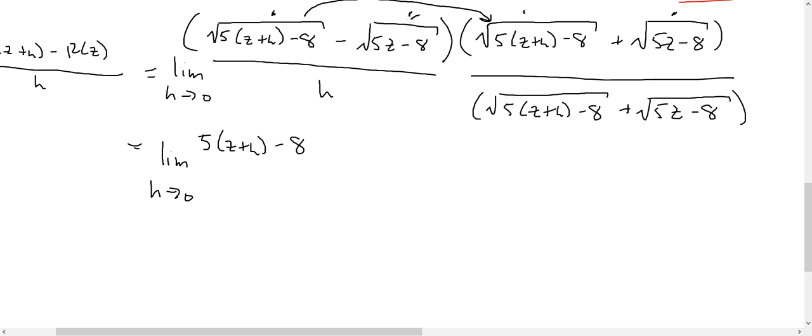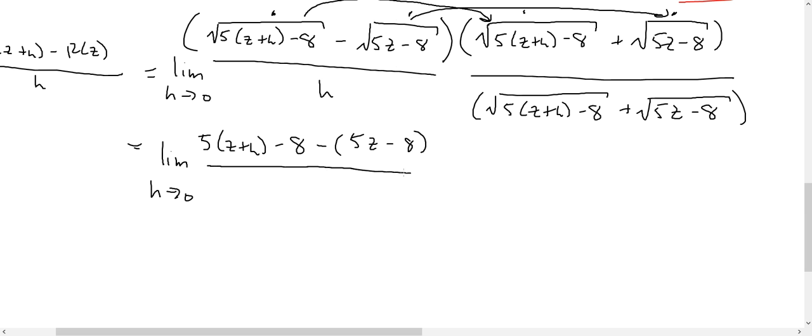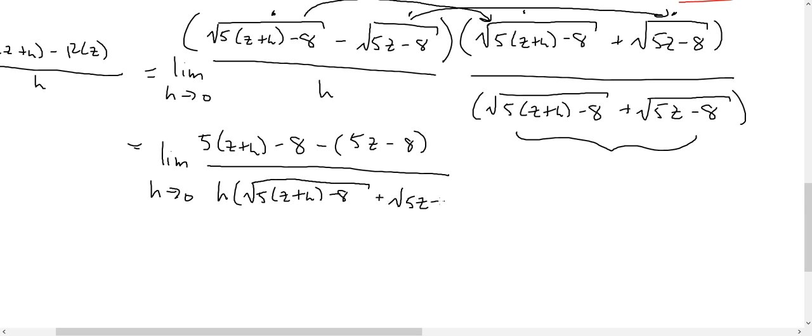And now we're going to multiply our last terms together. Again, the same thing happens. We have this minus sign because we're doing a negative times a positive, and then we're multiplying the square roots of the same thing. So that's just going to give us the thing that's under the square root, so we're just going to have a 5z minus 8. And this is all going to be over h times the square root of 5 times z plus h minus 8 plus the square root of 5z minus 8.